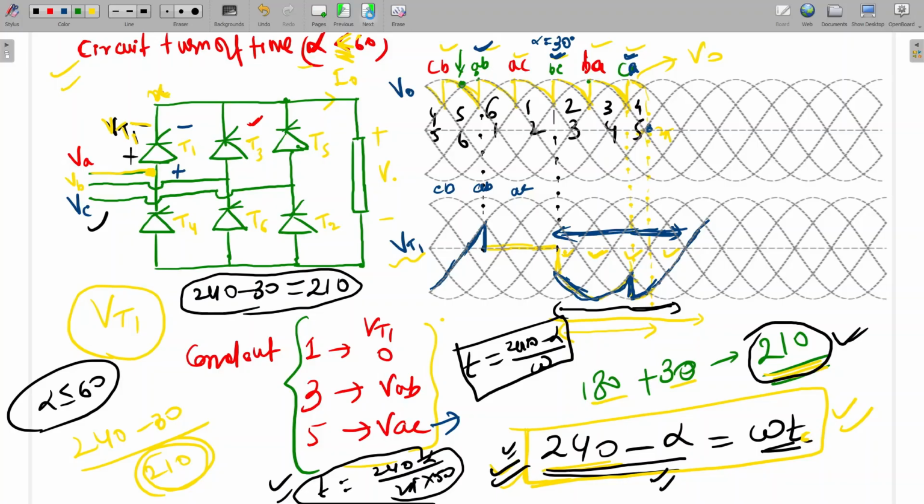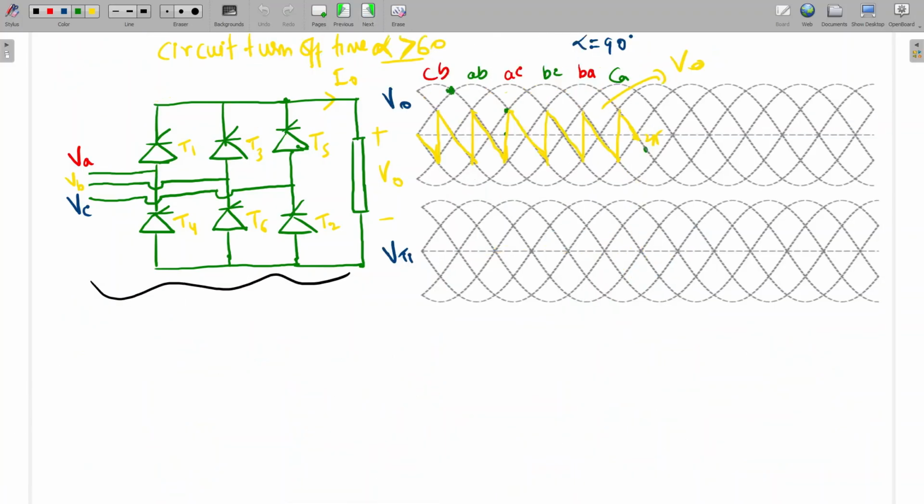Similarly, here this is the reference and 90 degree. 90 degree means here to here 60, 60 plus 30, 90. So the AB waveform will start from here and go up to here. Similarly for AC, this is the reference and the AC waveform will start from 60 plus 30, 90. So it will start from here. This is AB and this is AC.